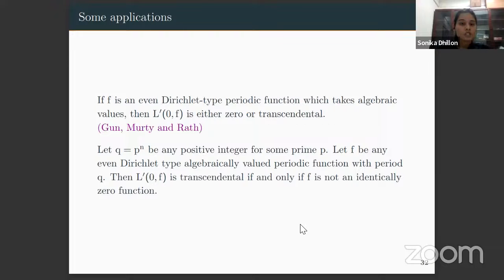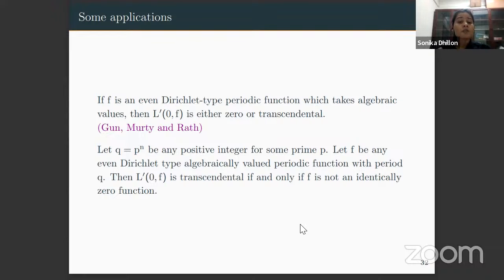And an application of this is that we have already seen that if f is an even Dirichlet function, then L dash of 0 comma f can be written as a log linear combination of gamma values, and that can be written in terms of the logarithm of sine values. By using Baker's theorem, one can say that this number is either 0 or transcendental. That was proved by Gun, Murty and Rath.